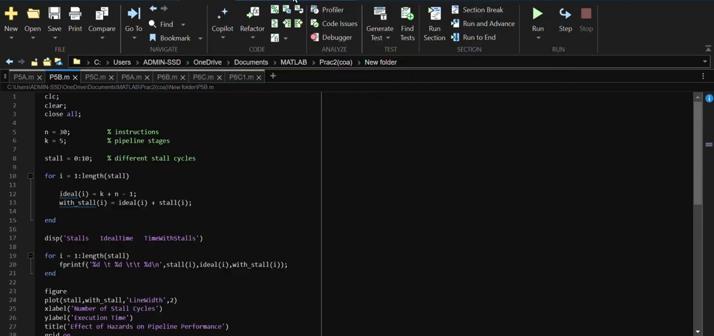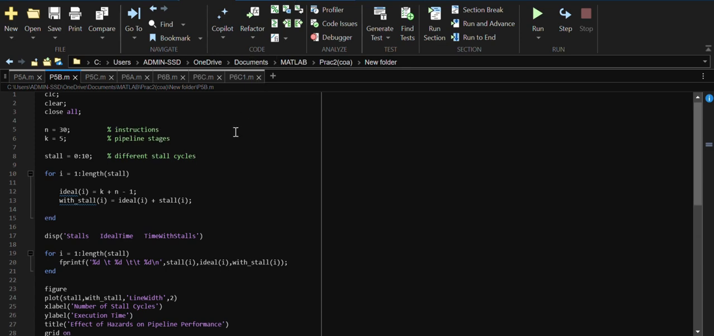The second program demonstrates how pipelining hazards affect the processor performance. In an ideal pipeline, instructions flow continuously through the pipeline. However, in a real processor, hazards such as data, structural, and control can interrupt the pipeline. These hazards cause the processor to insert stall cycles, also called pipeline bubbles, which temporarily stop the instruction execution.